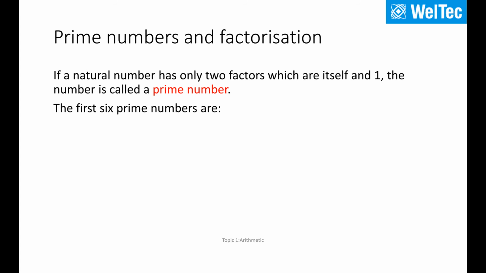Prime numbers are very special numbers. If a natural number's only got two factors, which are itself and 1, then the number is called a prime number. Now 1 is not actually a prime number because it does not have two different factors. So the first 6 prime numbers are 2, 3, 5, 7, 11, and 13, and you can go on after that. But those are the first 6 prime numbers. 2 is the first prime number.